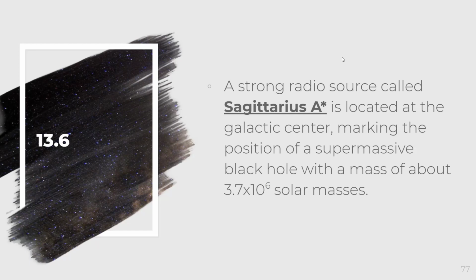So when we track down all these radio, infrared, and X-ray stuff, we find a really strong radio source called Sagittarius A star in the galactic center. And based off of some things we're going to see, we know that that's a supermassive black hole with a mass of about 3.7 times 10 to the 6 solar masses. That's a lot of mass. It's a supermassive black hole.